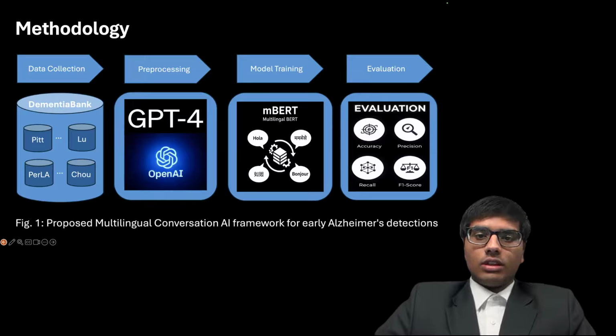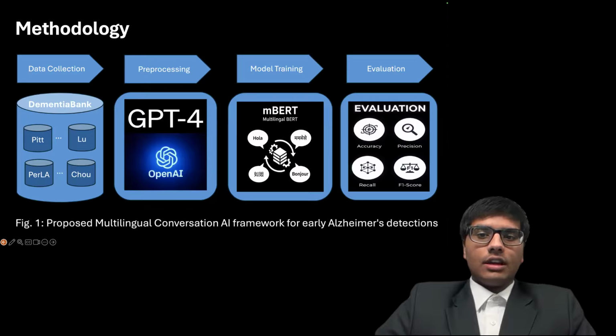Multilingual datasets are collected from Dementia Bank. Conversational transcripts in English, Spanish, and Mandarin are pre-processed and labeled using OpenAI's GPT-4. Utilizing the multilingual BERT, or mBERT, model to analyze language patterns to detect cognitive changes, MCon AI classifies patients as healthy, mild cognitive impairment, dementia, or Alzheimer's across languages. Model performance is evaluated by accuracy and other standard metrics.